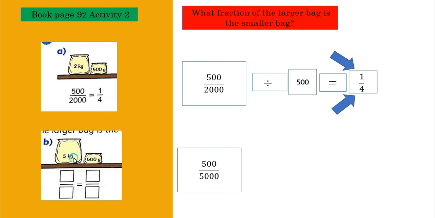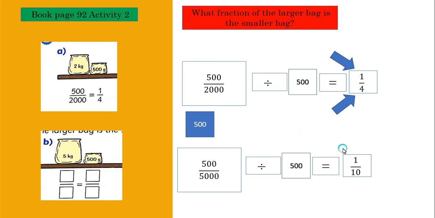Now here, we have 5,000 grams, which is 5 kilograms, and 500 grams, right? Now 500 over 5,000, divided by 500, the answer is 1 and 10. So 5,000 divided by 500, the answer is 10. Or we can use this, children.